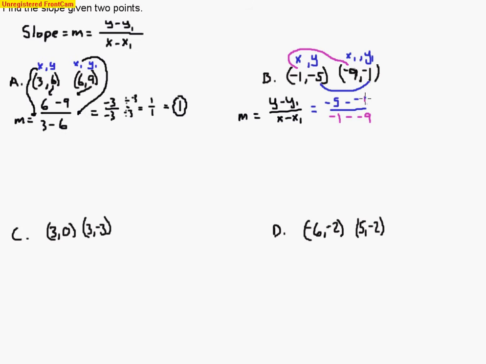So let's go over that again. We've got our negative 5, this is our y value, minus negative 1. So remember, you're always going to write down each of the numbers, no matter what the signs are, and there's always a minus sign in between. And for the x values, it was negative 1 minus negative 9.